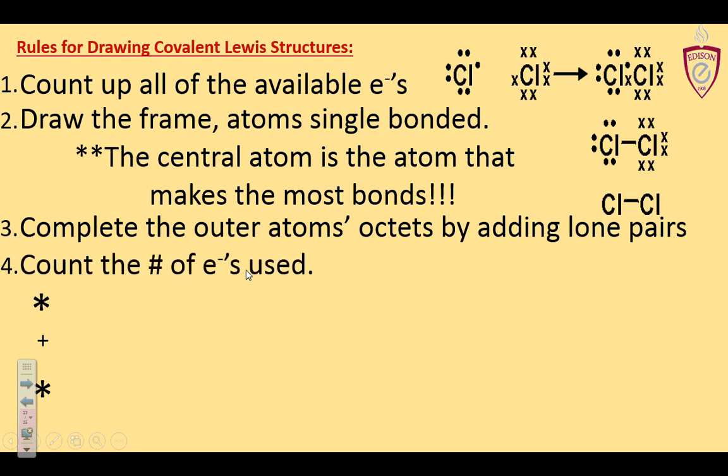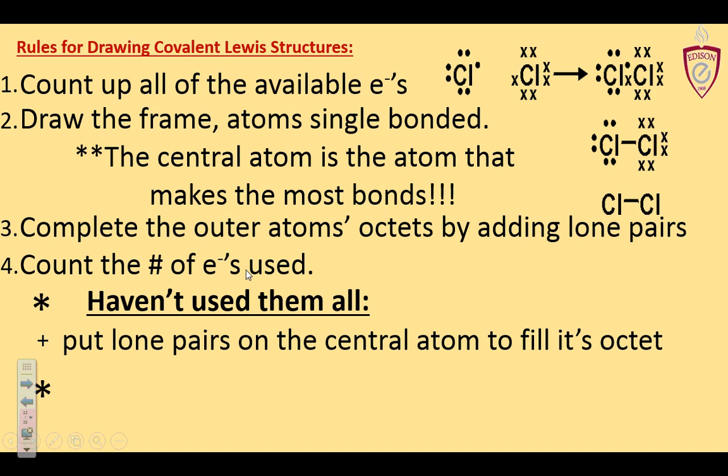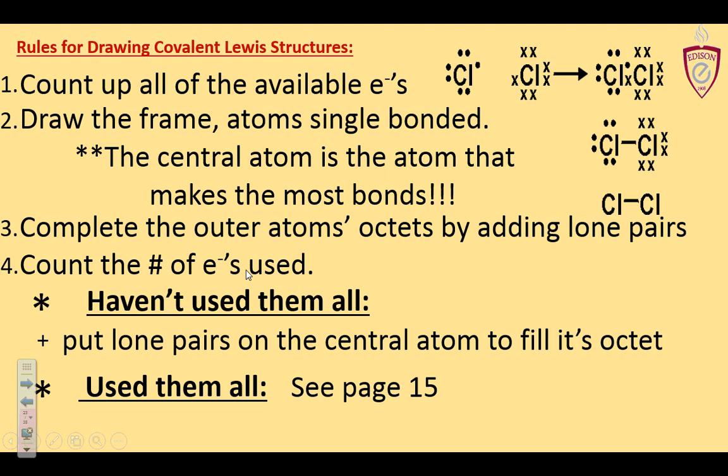We check in 2 dimensions. We're going to count the number of electrons we use in total, because you can't create electrons. If we had 15 to start with, we've got to have 15 at the end. If we haven't used them all, we put lone pairs on our central atom to fill its octet. We're checking in 2 dimensions: 1, the electrons we started with, and 2, that all the elements have a full octet. We do the octet of the central atom last. If I've used them all and it still doesn't make sense, we'll take care of that on page 15 with a double or a triple bond.